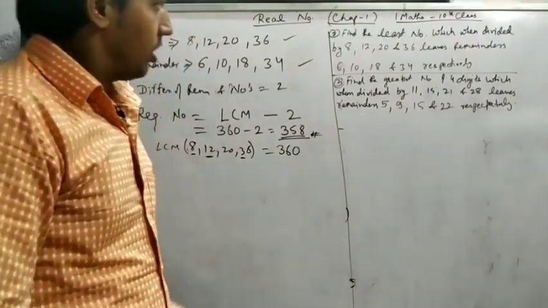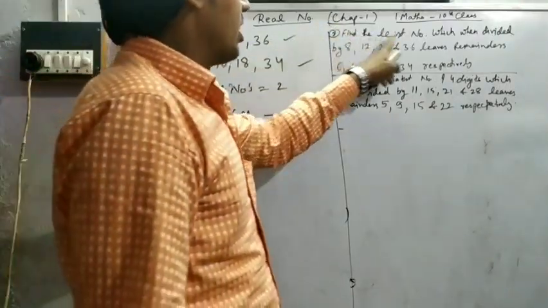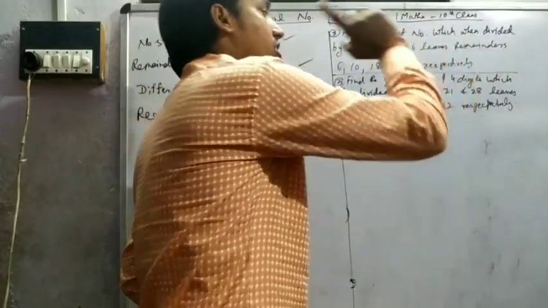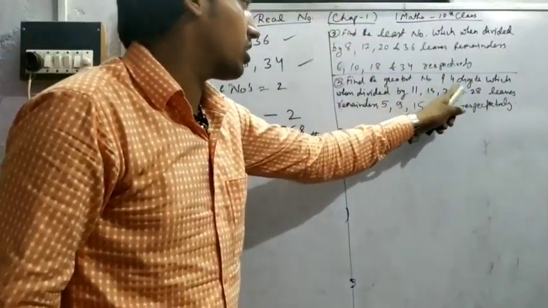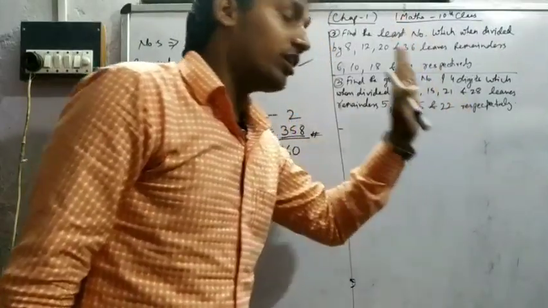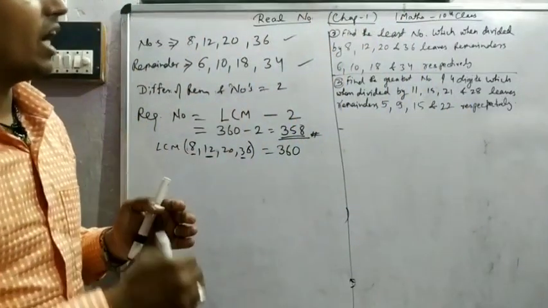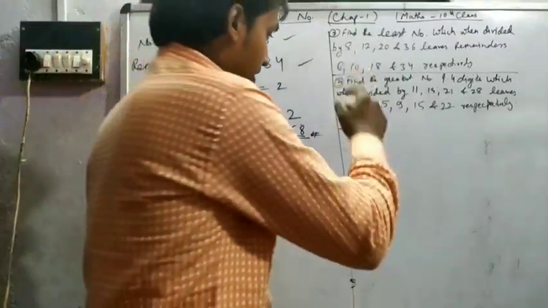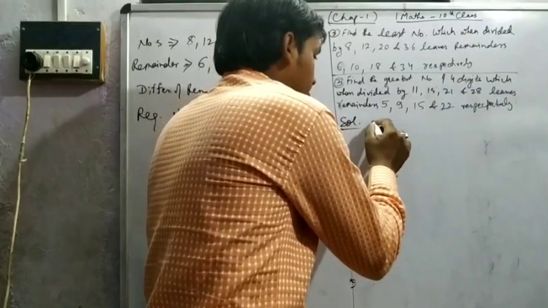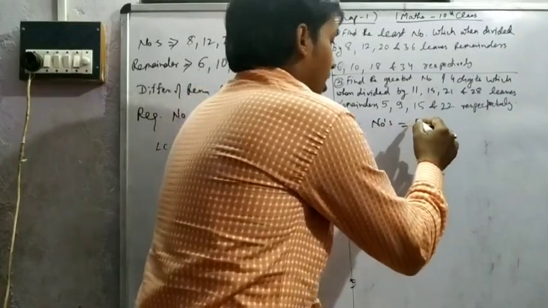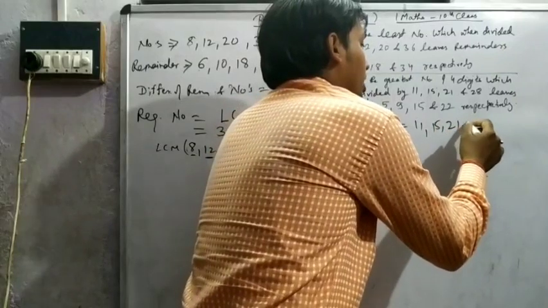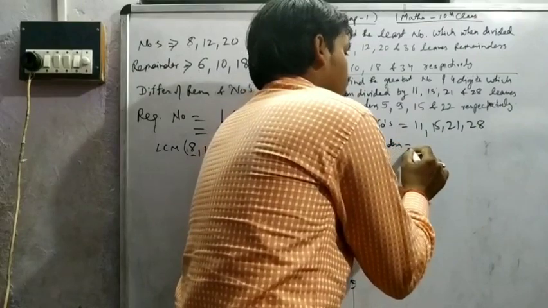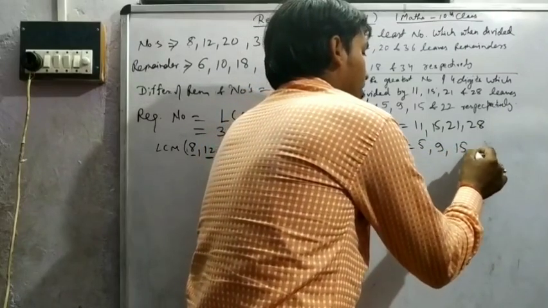One more question. Same type of question. Find the greatest number of 4 digits, which when divided by 11, 15, 21, 28 leaves remainders 5, 9, 15, 22 respectively. If you see the numbers 11, 15, 21 and 28, the remainders are 5, 9, 15, 22.